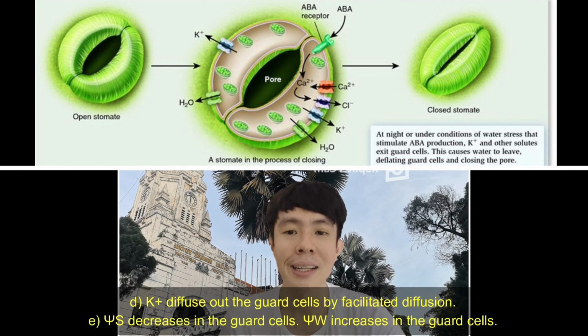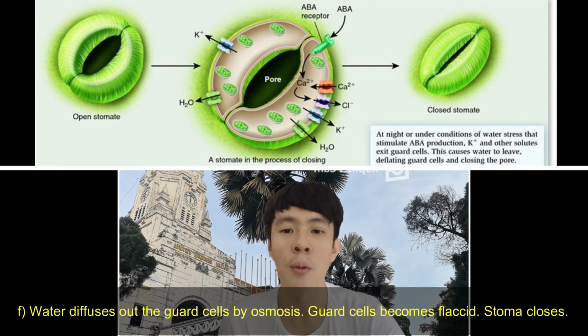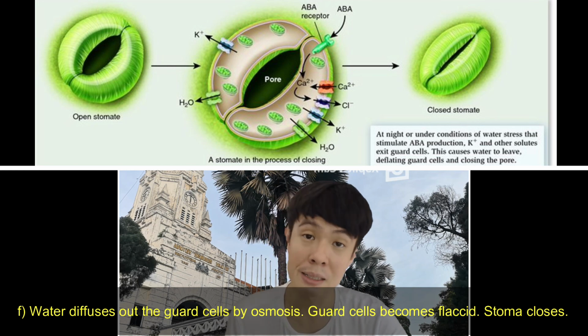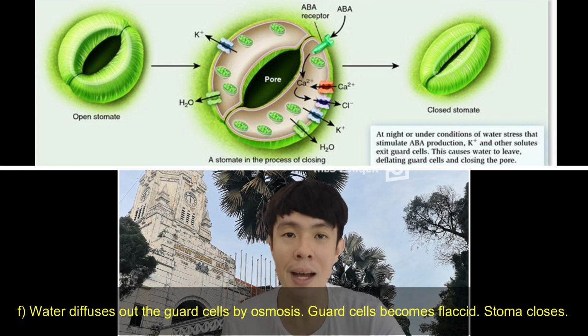D. Potassium ion diffuses out of the guard cell by facilitated diffusion. E. Solute potential increases in the guard cells. Water potential increases in the guard cells. F. Water diffuses out of the guard cell by osmosis. Guard cells become flaccid. Stoma closes.